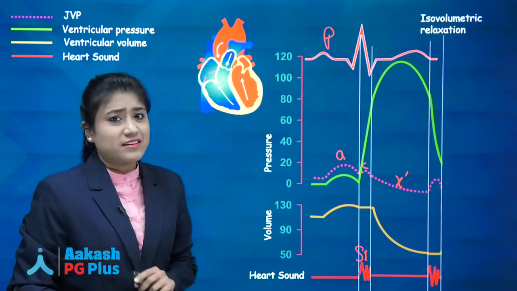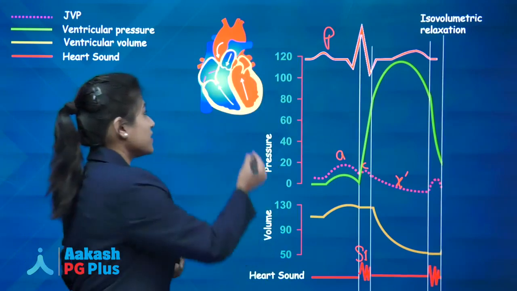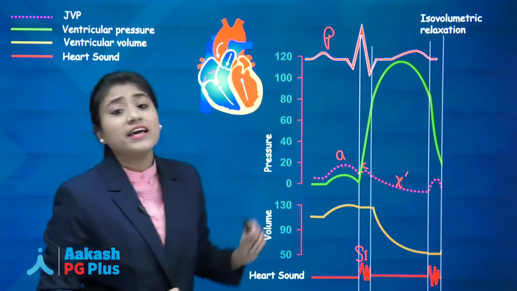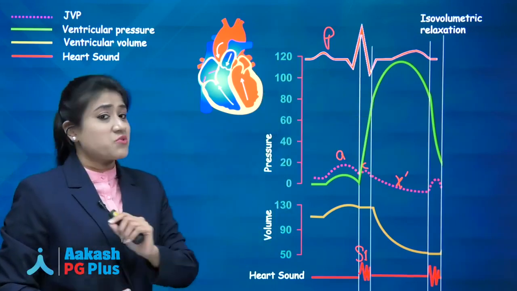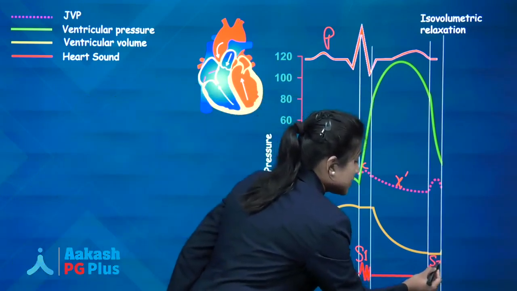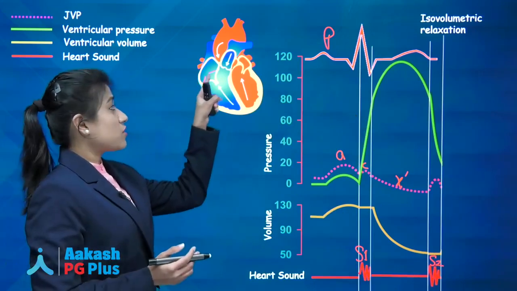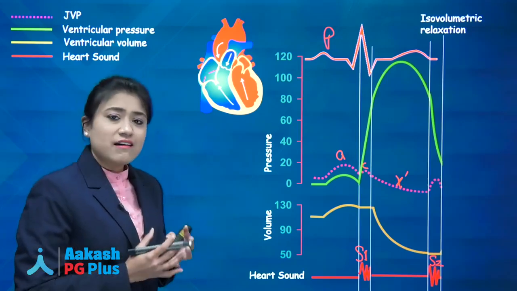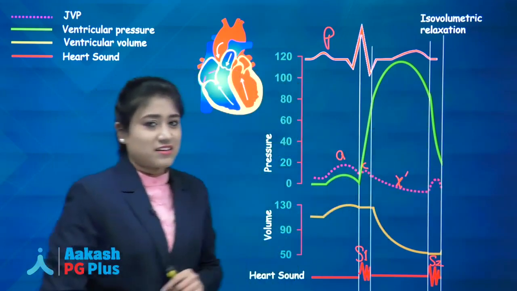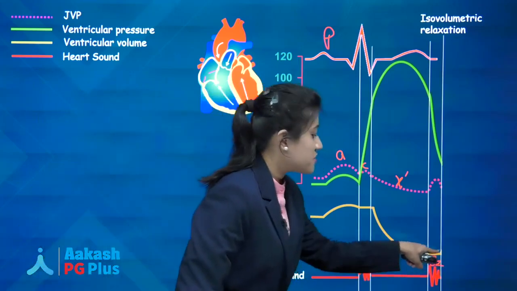What is the next phase? The next phase is your isovolumetric relaxation. Isovolumetric relaxation starts with closure of the semilunar valve. Write it down: isovolumetric relaxation starts with closure of the semilunar valves. And this closure of the semilunar valves produces the second heart sound, the S2 sound. Okay, and now as valves are closed, both semilunar valves and AV valves, the ventricles are relaxing. So what is happening to the ventricular pressure? Ventricular pressure is decreasing. What is happening to the ventricular volume? As both valves are closed, ventricular volume remains constant.